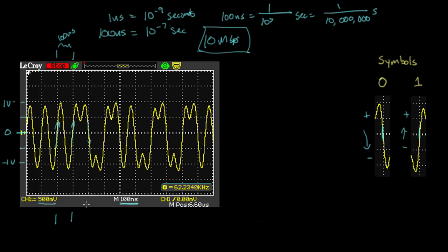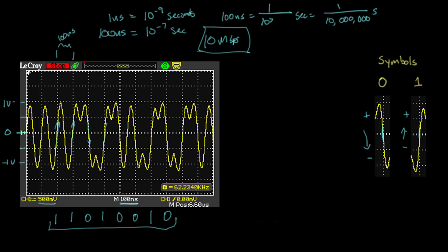And so if we keep going, now we get to a transition where we're going from a positive voltage to a negative voltage, and that's a 0. And here we're going from negative to positive, so that's a 1. Positive to negative is a 0. Positive to negative again is a 0. Negative to positive is a 1, and positive to negative is a 0. And so here we've decoded 8 bits, and 8 bits makes a byte. And so we've decoded a byte of information from this Ethernet.